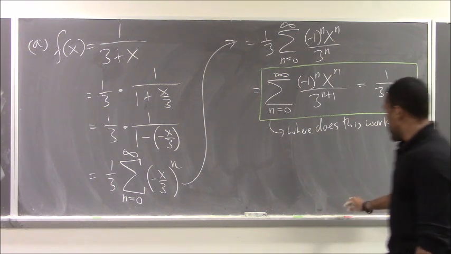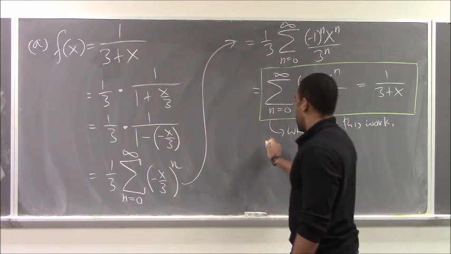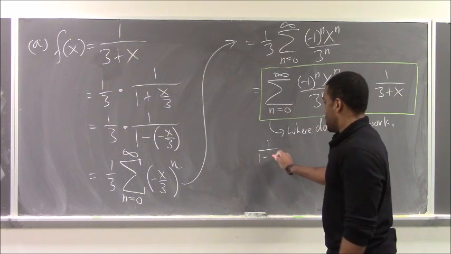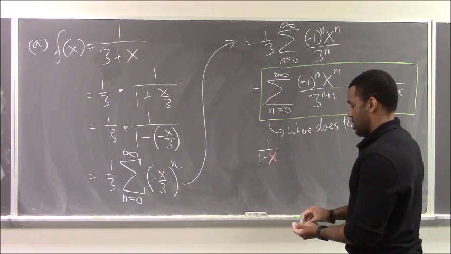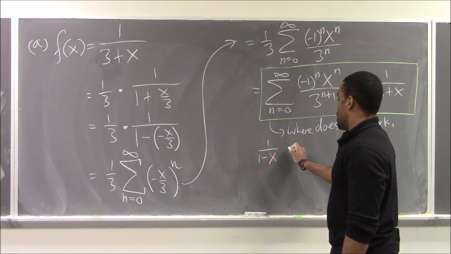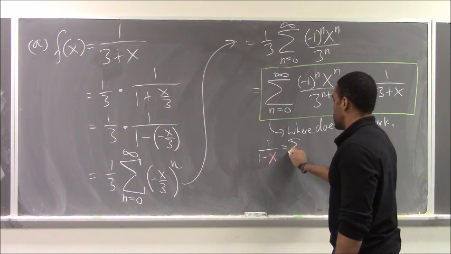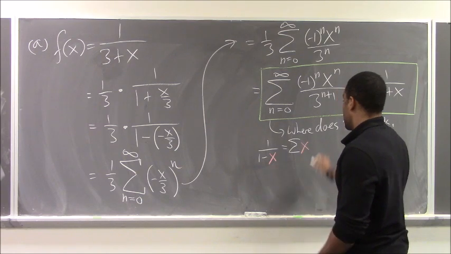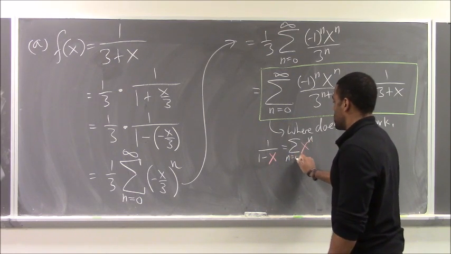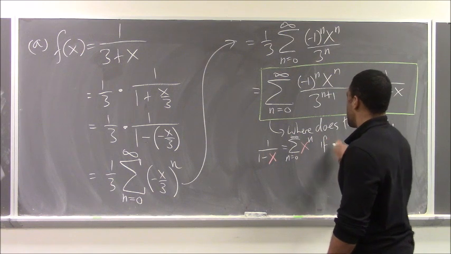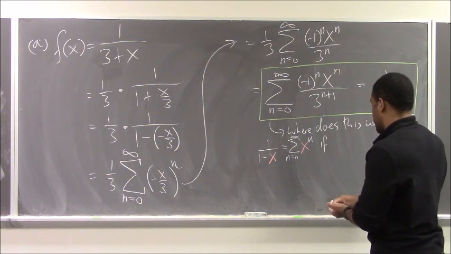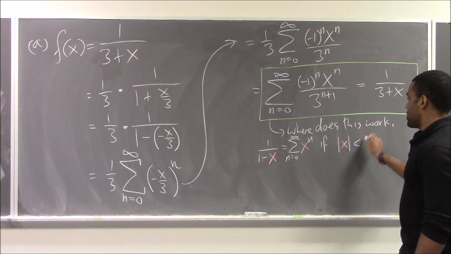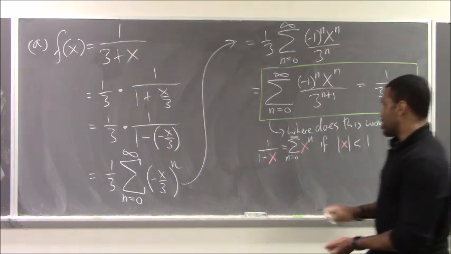Right? So we know that 1 over 1 minus x equals the series of x to the n, n goes from 0 to infinity, if our x in absolute value is less than 1. This stands to reason.